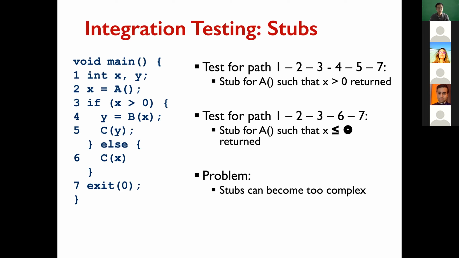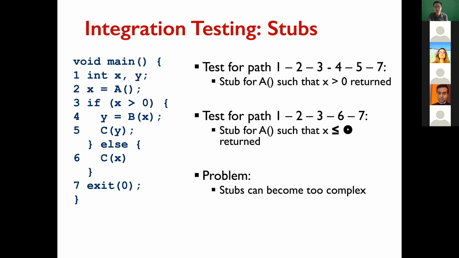Let's look at this example. In the main function, there is an if branch, right? If x is greater than 0, we call two functions. If x is not greater than 0, we call another function, right? So there are two possible paths. The first path is from 1 to 2 to 3 to 4 to 5 to 7. This is the first path.